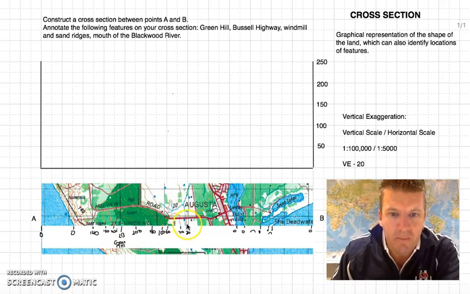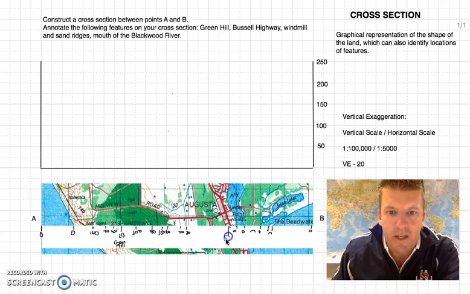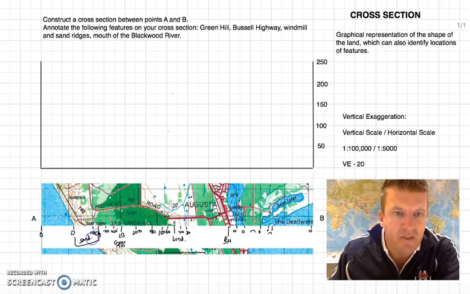I also need to put in the Bussell Highway, which is here, so I'll just make a note of that. There is a windmill. There's my windmill. Okay, I've got my sand ridges from there to there, so I'll just make note of that.